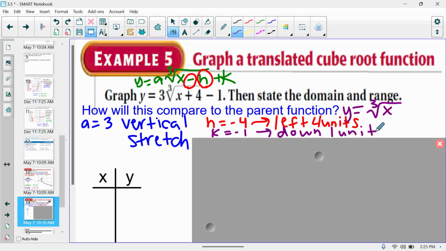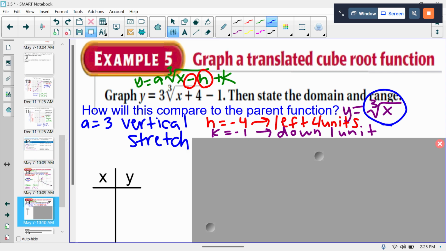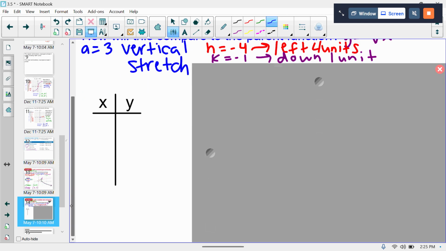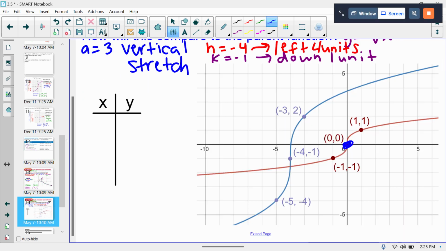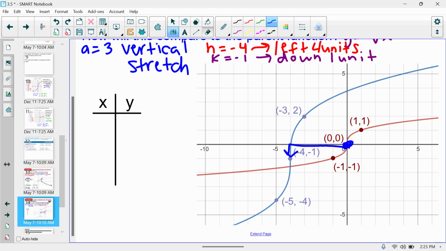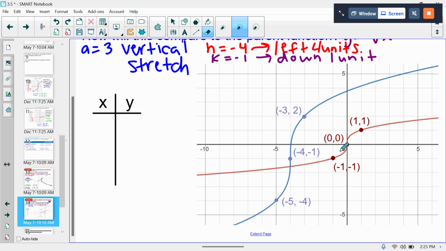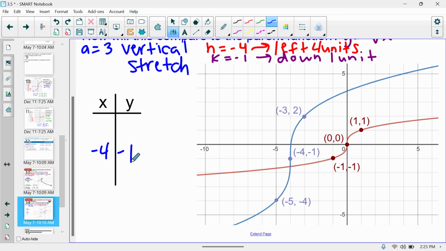So remember how the normal function, if we plug in 0, we get 0. Like the square root of x and the cube root of x normally have the point 0, 0. So what's going to happen is 0, 0 is going to get shifted to the left 4 and down 1, because all the points are going to get shifted to the left 4 and down 1, okay? So again, we should be able to understand that the point -4, -1 is going to be on our graph before we even put it into our y equals, okay?